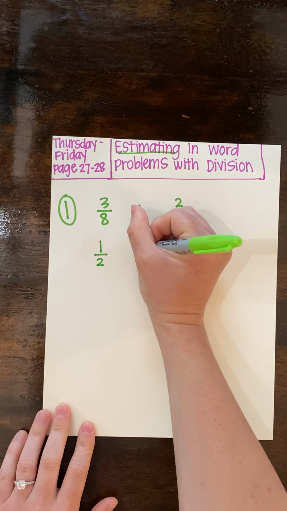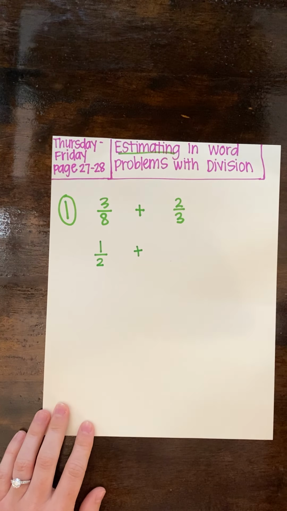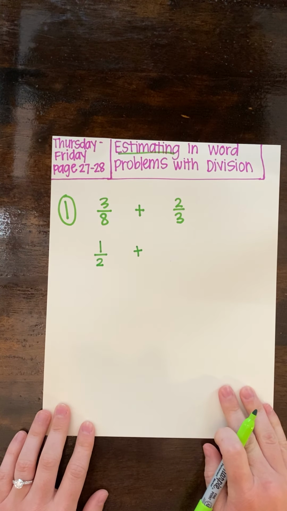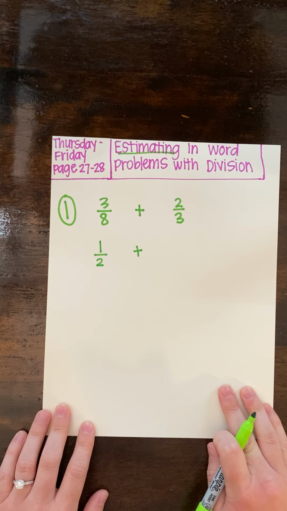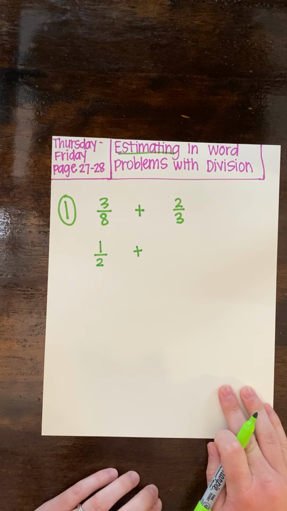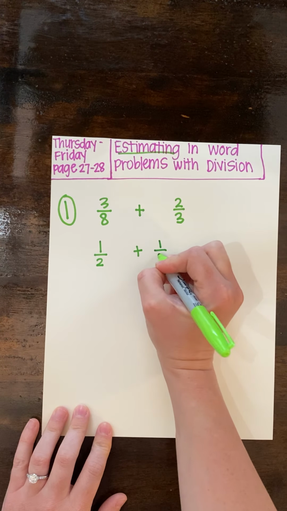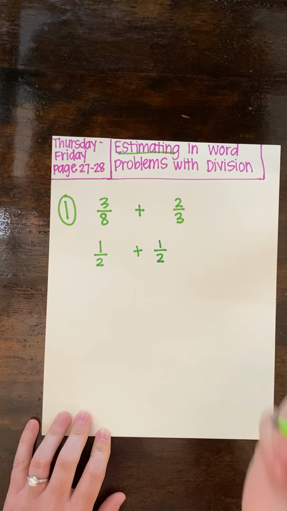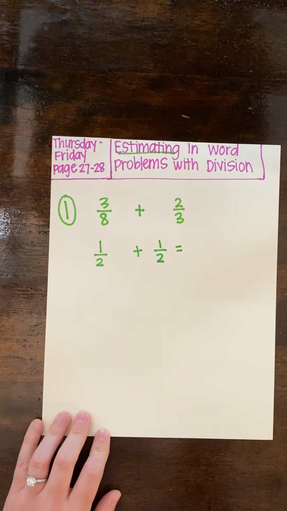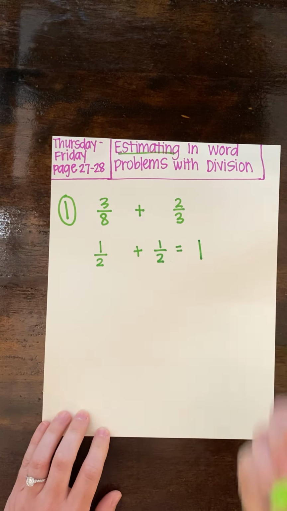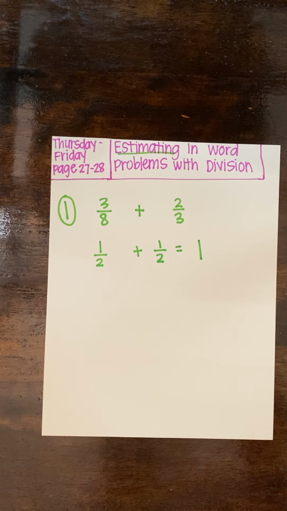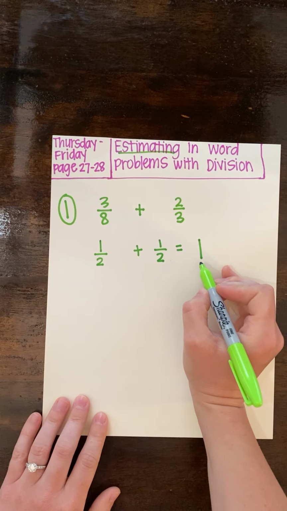So I'm going to add 1/2, and now I need to look at 2/3. Well, 2/3 is also actually pretty close to being 1/2. It's a little bit larger than 1/2, but it's pretty close. So I'm going to say 1/2 plus 1/2. 1/2 plus 1/2 equals 1 whole. So if I were estimating this problem, my estimate would be 1 whole.